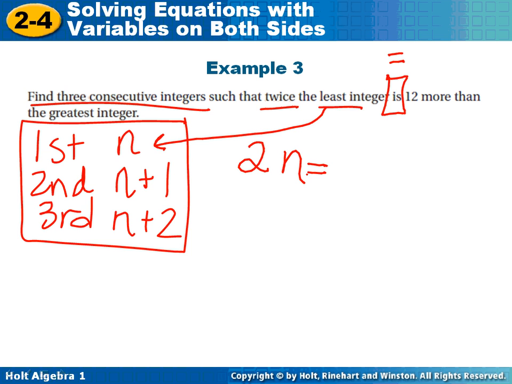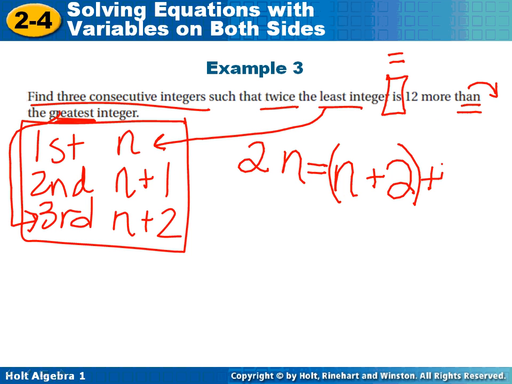Now, do you remember about the word than? The word than means write the next thing down first. So after the word than is the greatest integer. The greatest integer is going to be the third one, n plus 2. So it says 12 more than the greatest. The greatest is n plus 2, and we need 12 more than that. Now go ahead and begin solving.